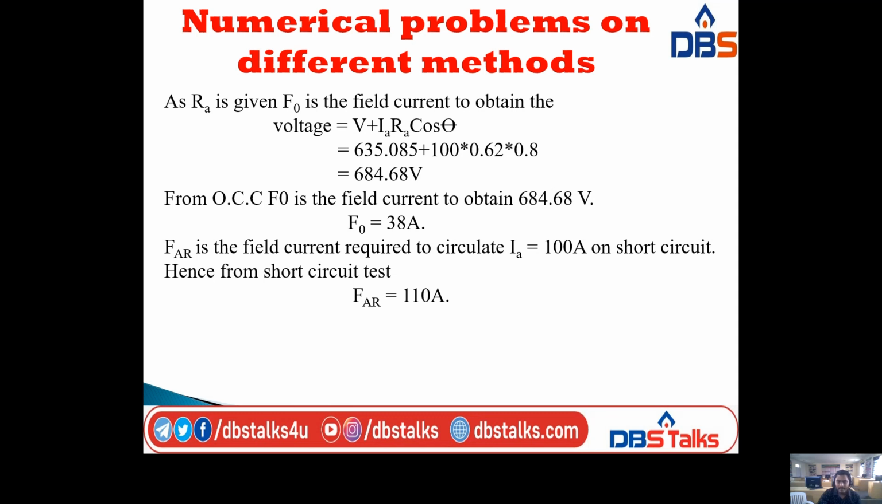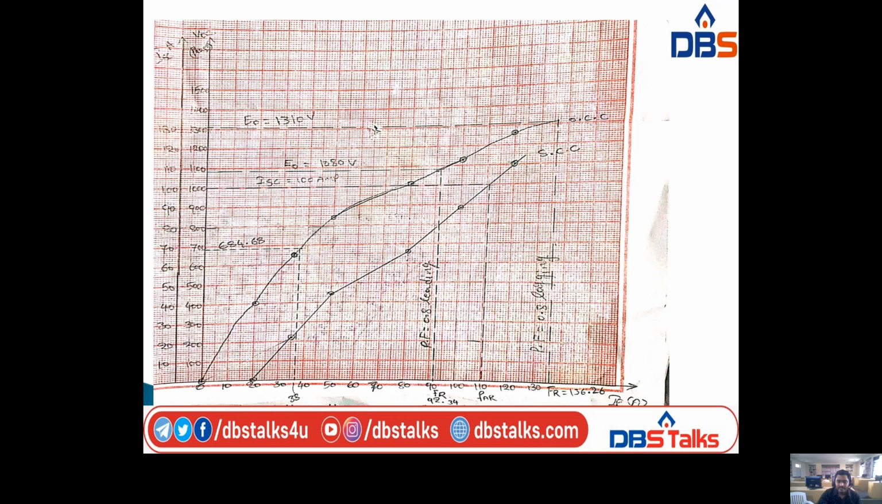Using the graph, mark the 684.68 volts, which is approximately 700 volts. Draw the horizontal dotted line from the VOC, the open circuit voltage axis, to the OCC curve. It connects at one point, and from there draw a vertical line down onto the field current values.